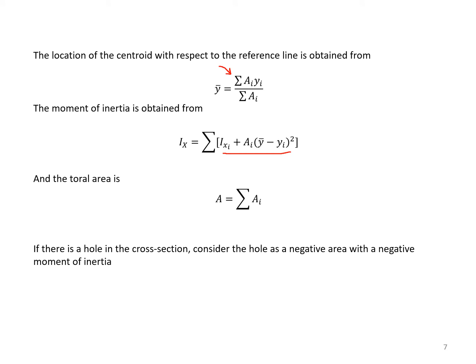And if there is a hole in the cross section, for example, in the case of riveted or bolted sections, when a portion of the section is cut out, you consider the hole as a negative area with a negative moment of inertia in your summation in this equation.